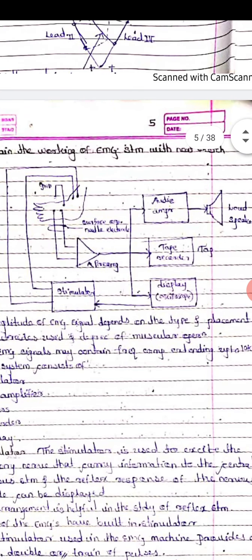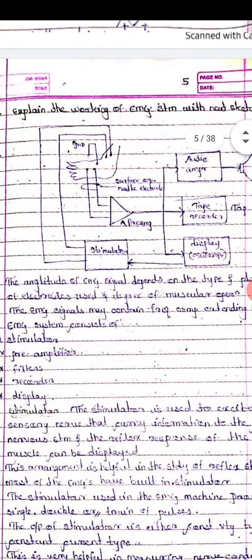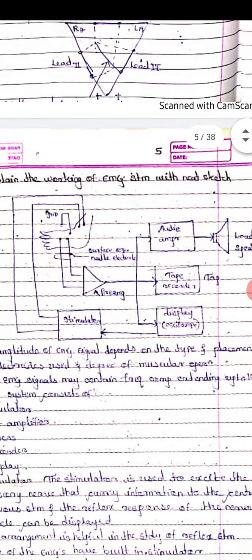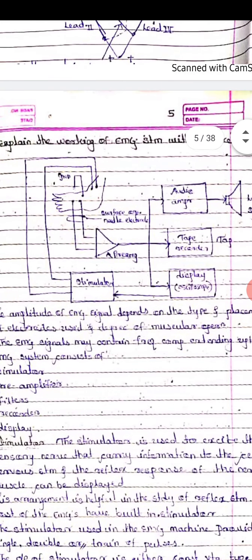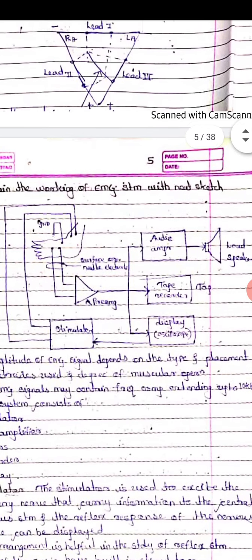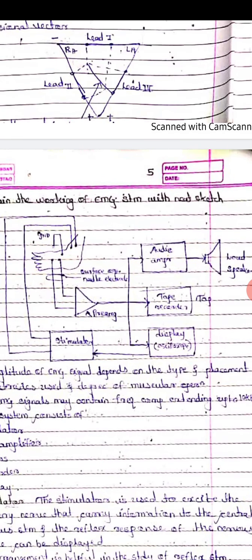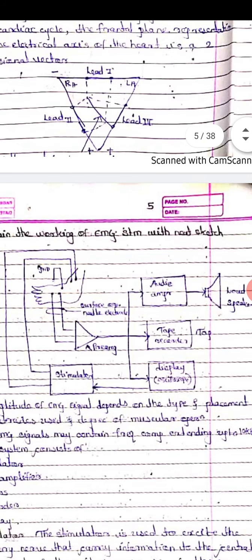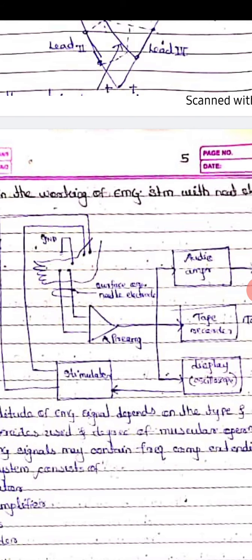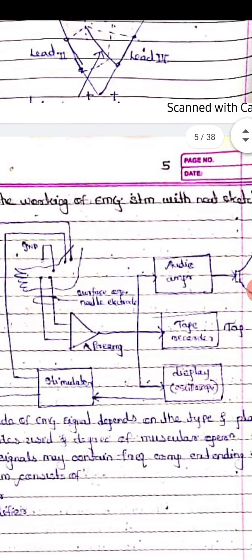So in that, the main parts of the system are the stimulator, preamplifiers, filters, and the recorders and display unit. The first one is the stimulator. The stimulator is used to excite the nervous system. The nervous system carries the information to the central nervous system, and again it carries the reflex of the nervous system. So electrical stimulation is given to the body, and either voltage or current pulses are used here.